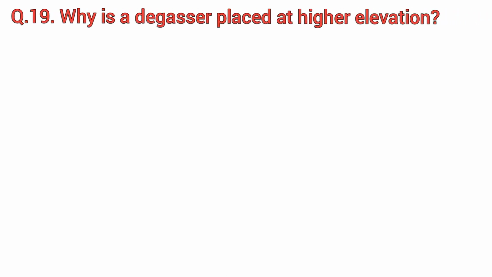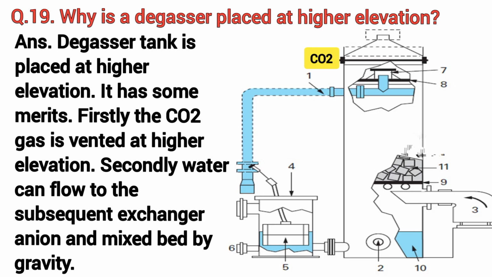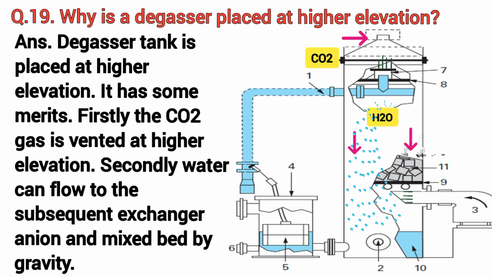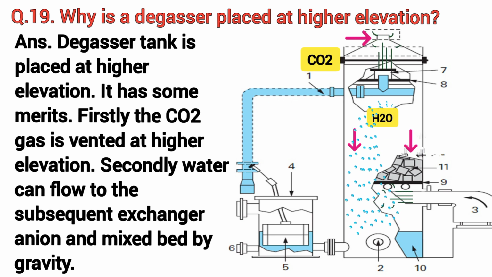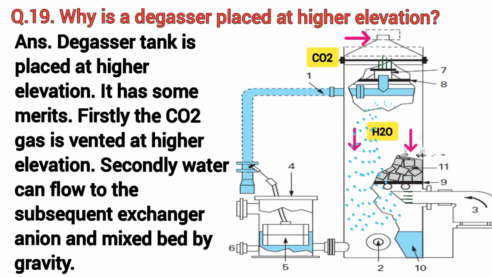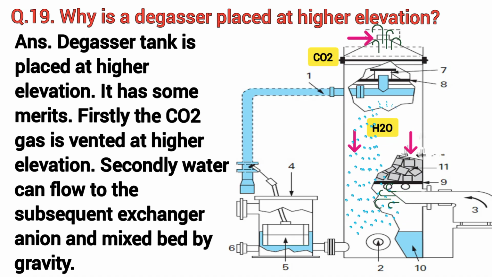Why is a degasser placed at higher elevation? The degasser tank is placed at higher elevation. It has some merits. Firstly, the CO2 gas is vented at higher elevation. Secondly, water can flow to the subsequent exchangers, anion and mixed bed, by gravity.